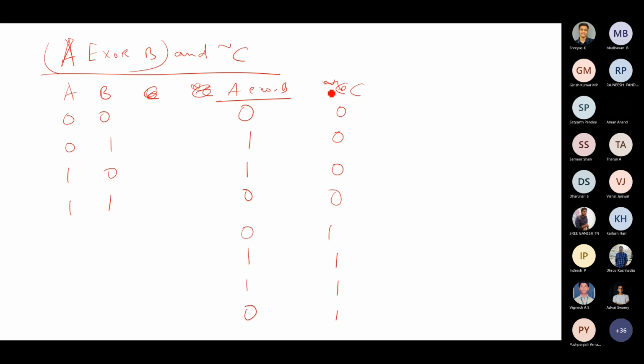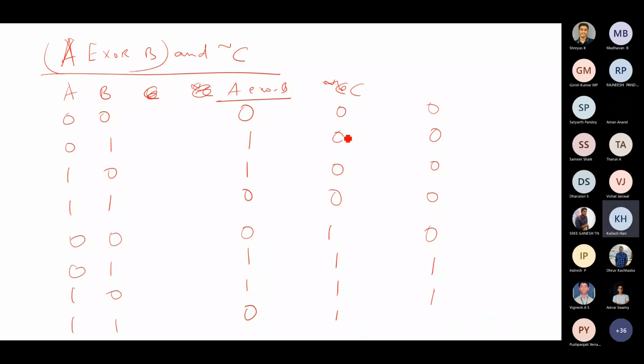Okay, it's and not C. So 0 0 will be 0. 0 0 will be 0. This is 0. This is 0. This is 1 1. 1 and 0 is 1. A XOR B and not C.